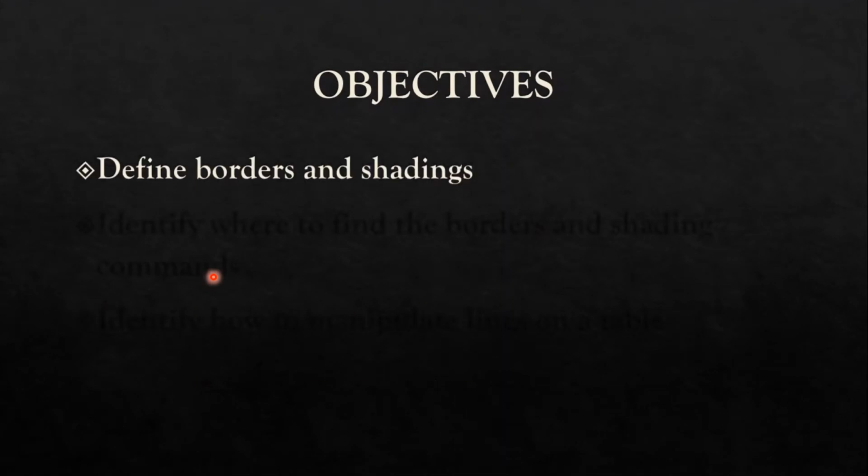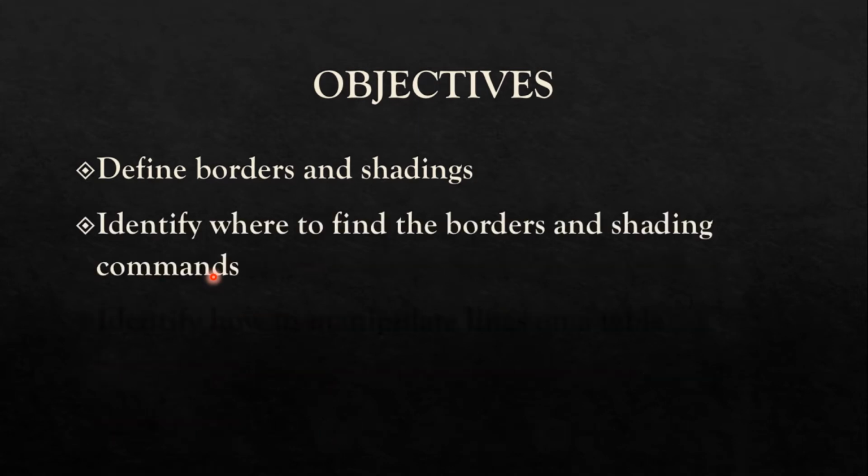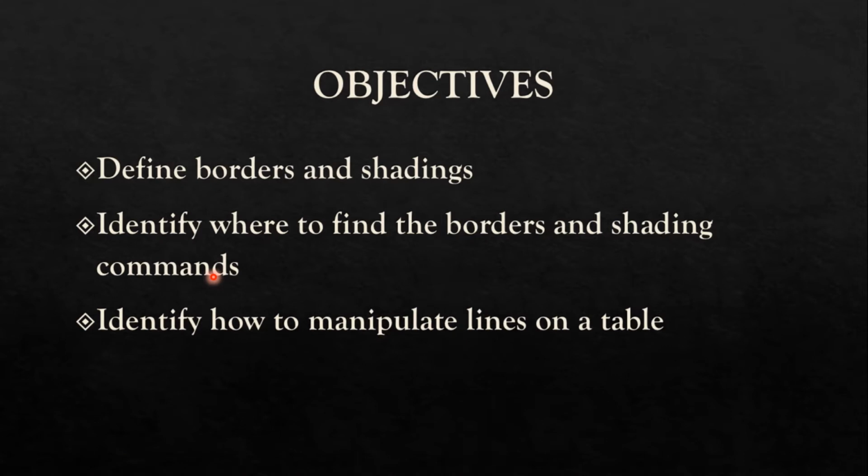First, we want to define borders and shadings. Then, we identify where to find borders and shadings, where we can find their commands. Then we identify how to manipulate lines on a table. Okay, now let's get started with borders.